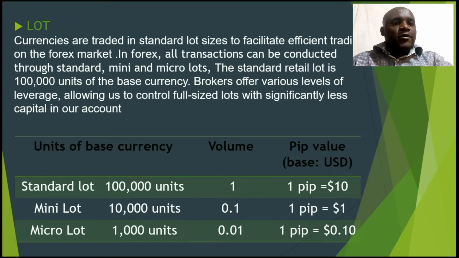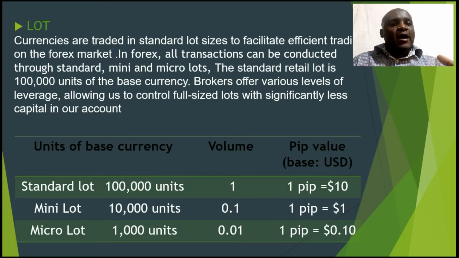Let me talk also about the lot. Currencies are traded in standard lot sizes to facilitate efficient trading on the forex market. In forex, all transactions can be conducted through standard, mini, and micro lots. The standard retail lot is 100,000 units of the base currency. Brokers offer various levels of leverage, allowing us to control full-size lots with significantly less capital in our account.